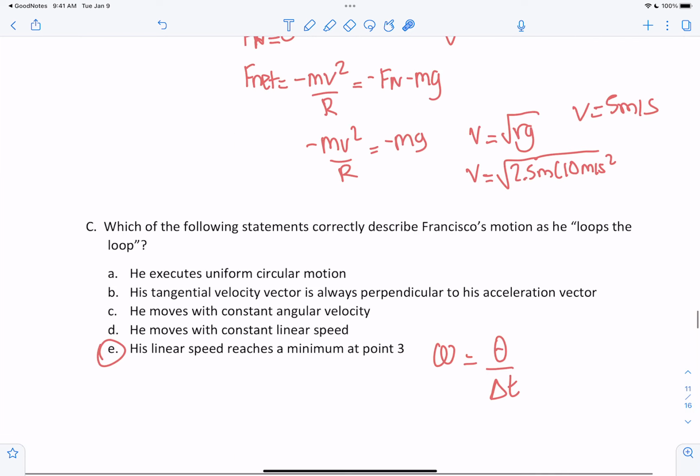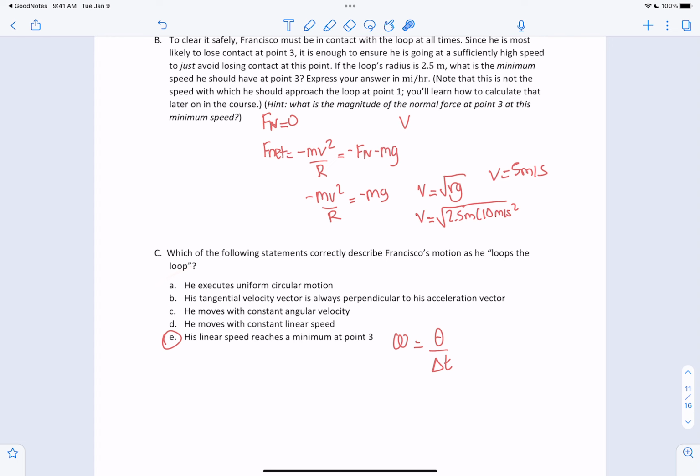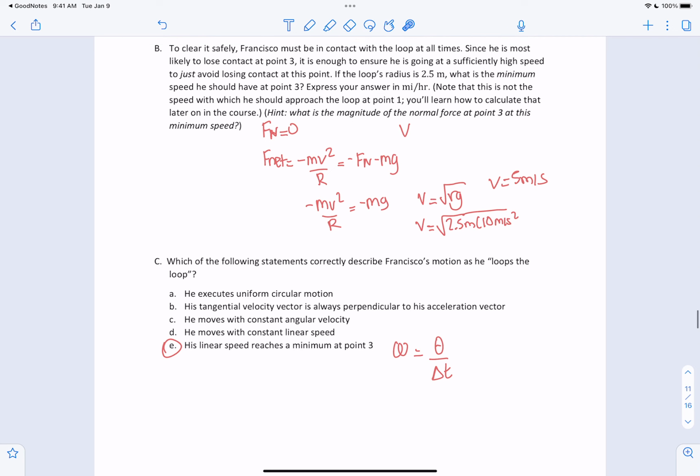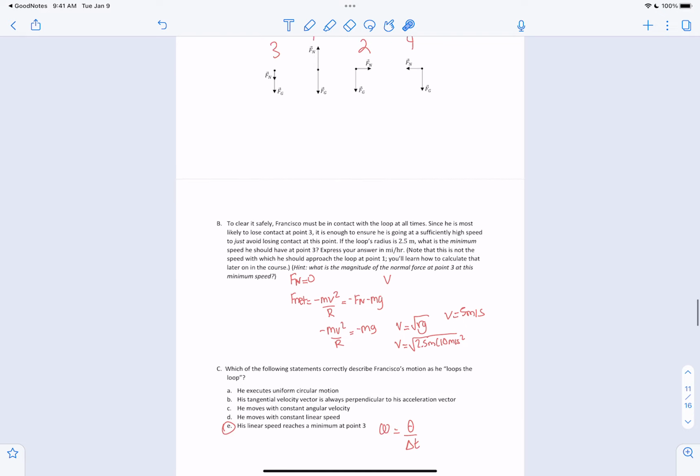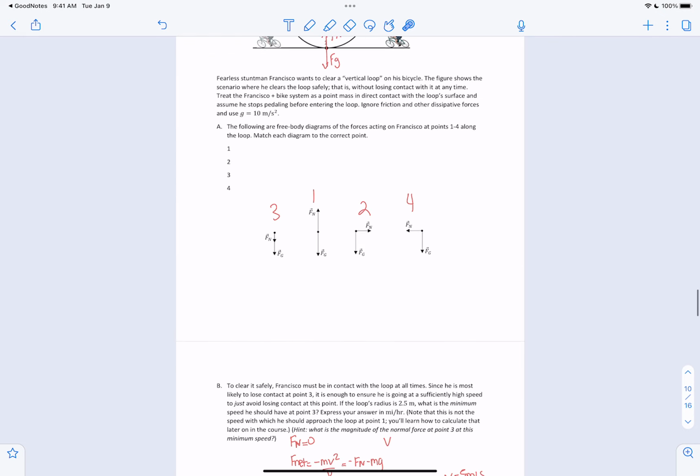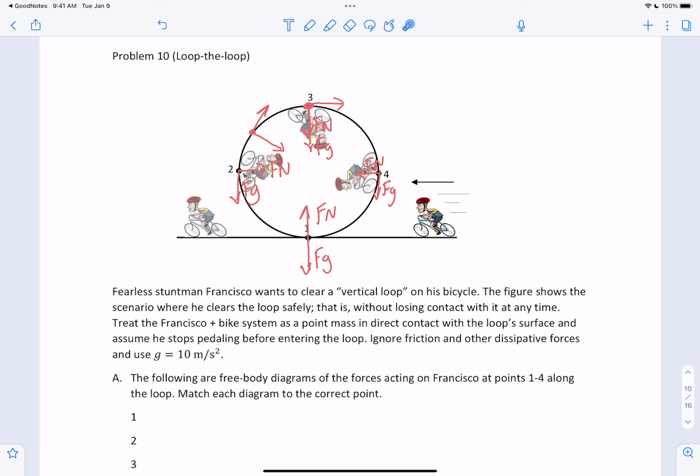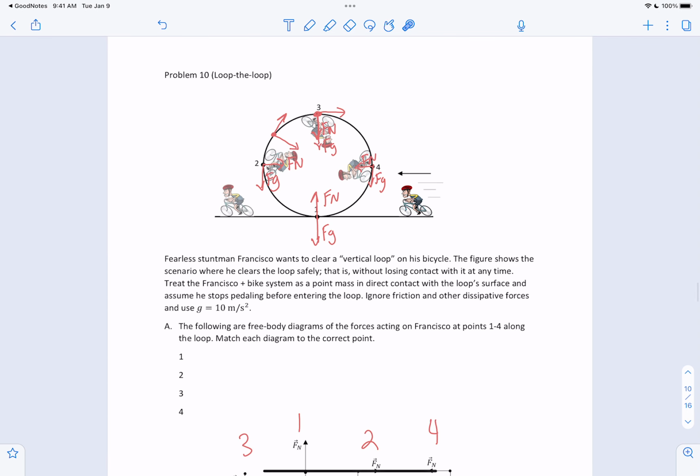So that eliminates constant angular velocity, and eliminates constant linear speed. Tangential velocity is not always perpendicular to acceleration, and it's not uniform circular motion because he's not covering the same distance every time interval. He's not moving at a constant speed, basically. But yeah, that's problem 10 as well. Does that make sense for problem 10? Cool.